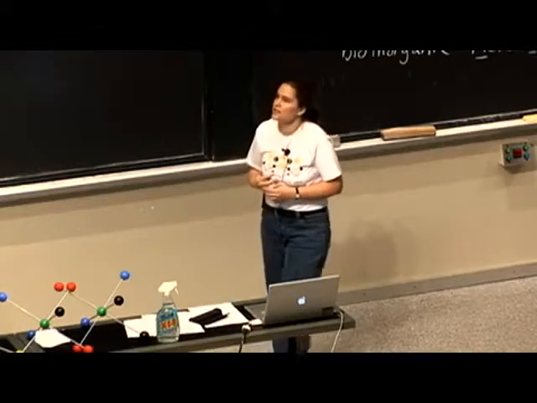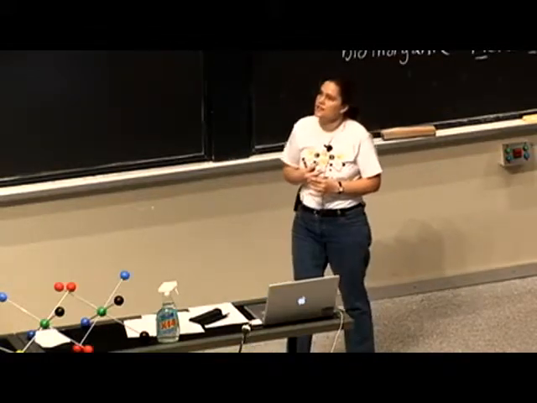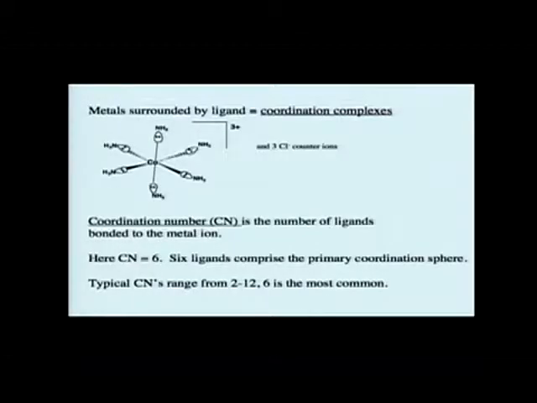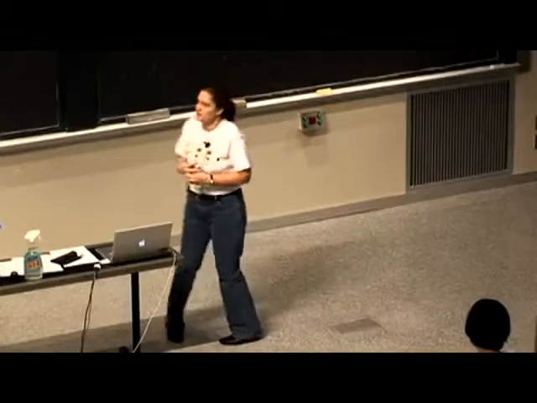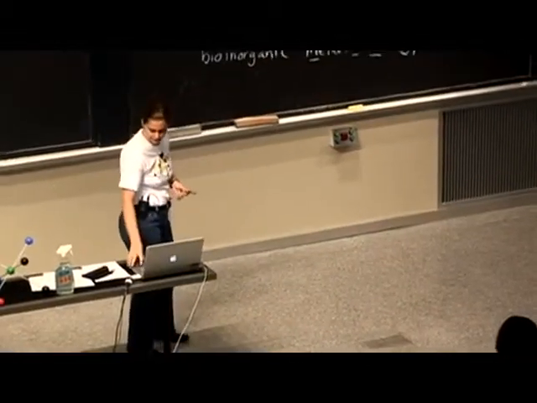Let's talk about a couple of definitions here. We have something called coordination number, or CN number, and this is simply the number of ligands bonded to the metal. So here the number is 6. There's 6 ligands. Typically, the numbers will range for these coordination complexes from 2 to 12, with 6 being the most common.